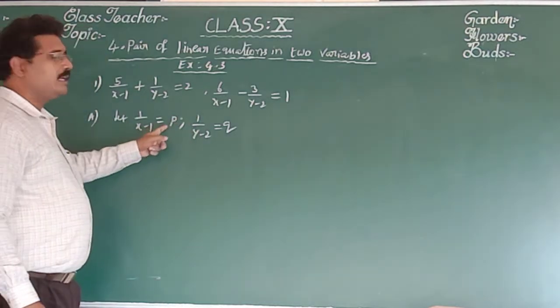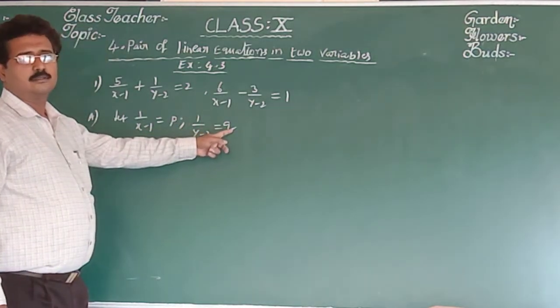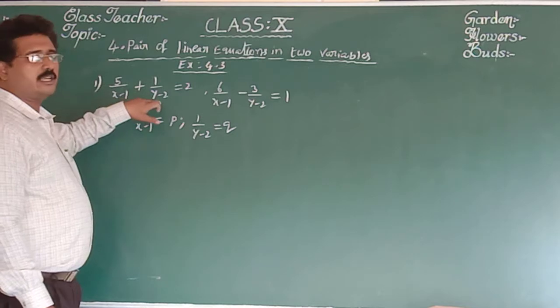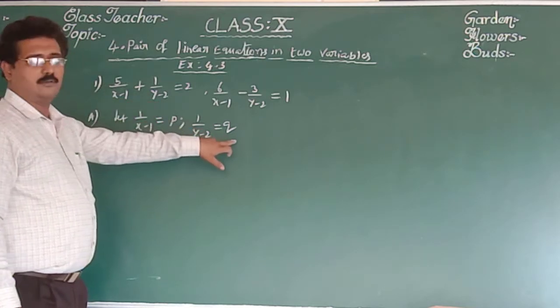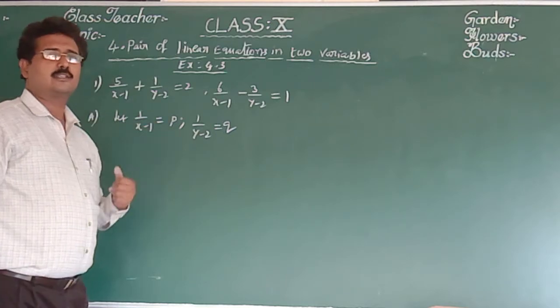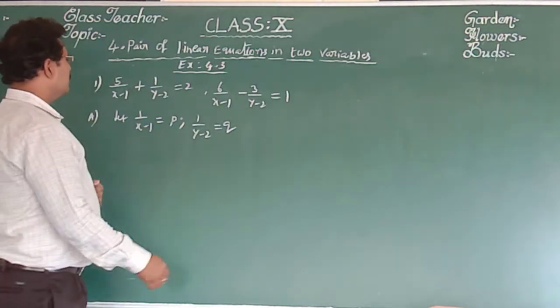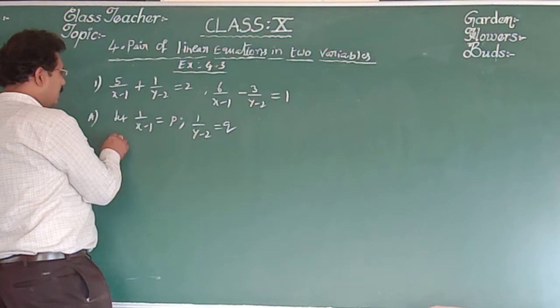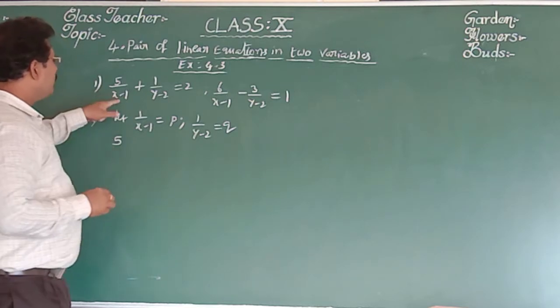But here, don't write x equal to and y equal to. Why? Because the problem is already in x and y. Don't put x and y again. Suppose the problem is in p and q, then you can take x and y. Clear, children? Now substitute 1 becomes 5 into 1 by x minus 1.